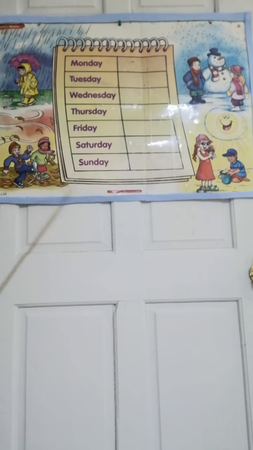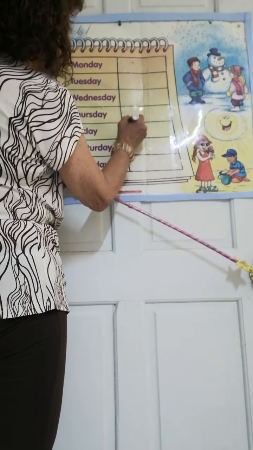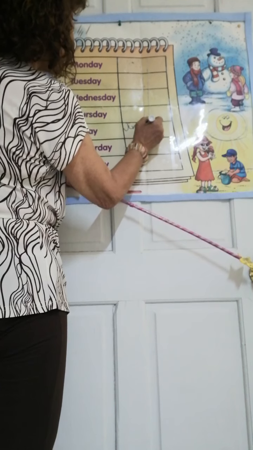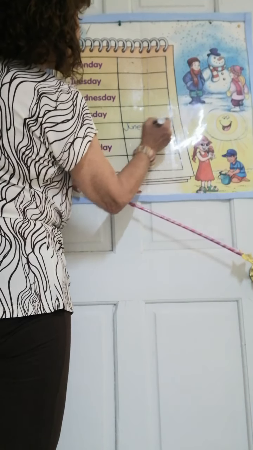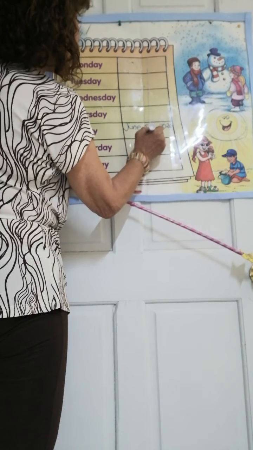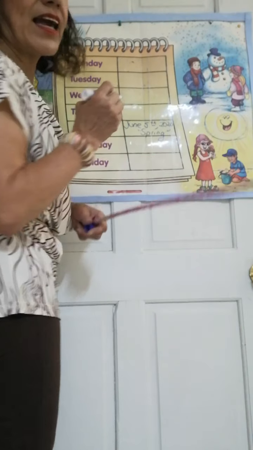So, I'm going to write here that today is Friday, June 5th, 2020. Okay? It's spring and it's a sunny day. Very good, kids. It's a sunny day.